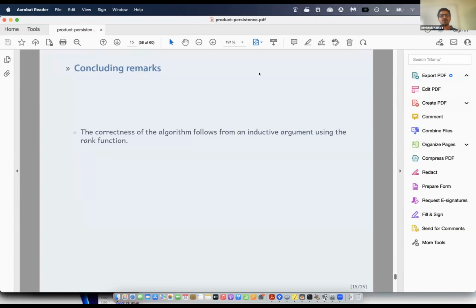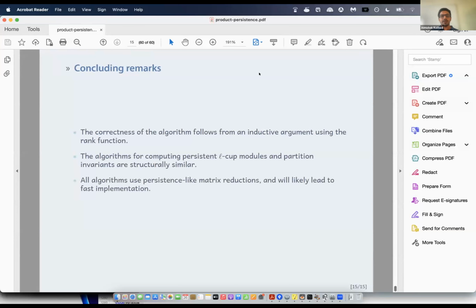So now I'd like to conclude the talk with a few remarks. The correctness of the algorithm follows from an inductive argument using the rank function. The algorithms for computing persistent L-cup modules and partition invariants are structurally similar to the algorithm for persistent cup modules that I explained in the previous slides. So that's why I focused on only that one algorithm.